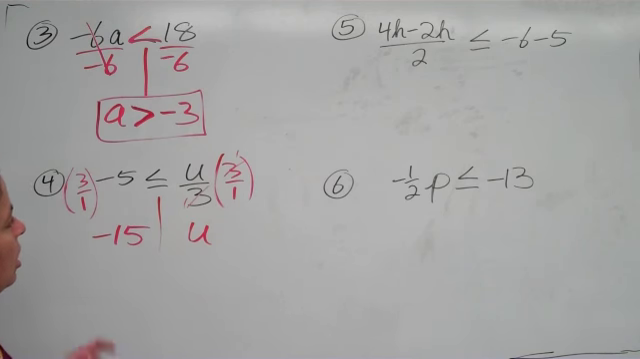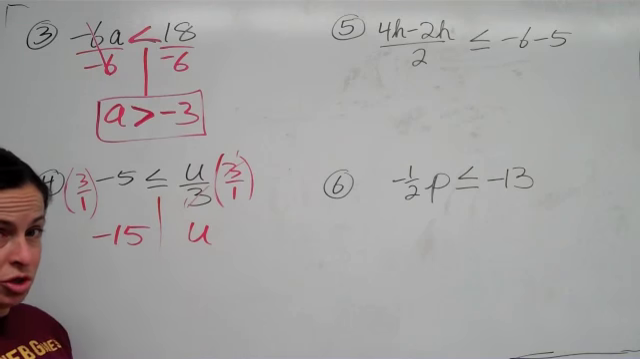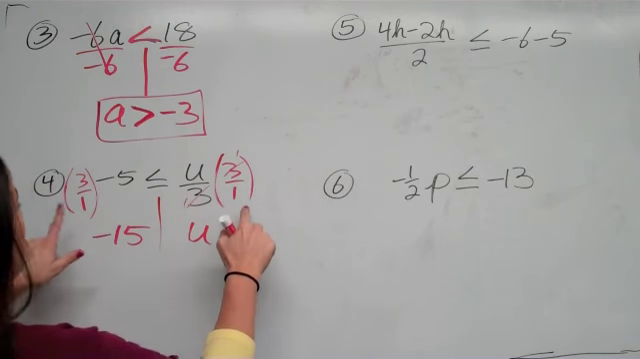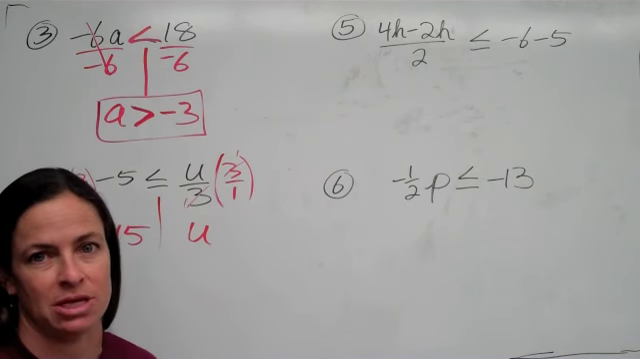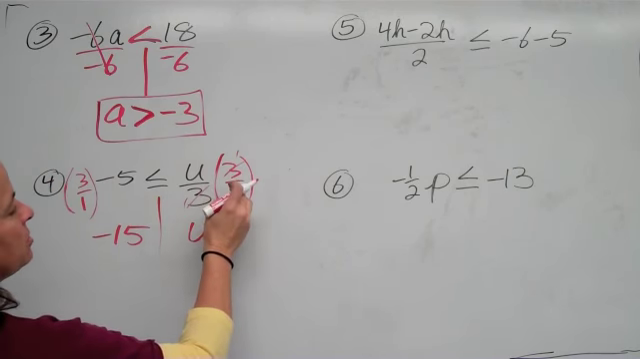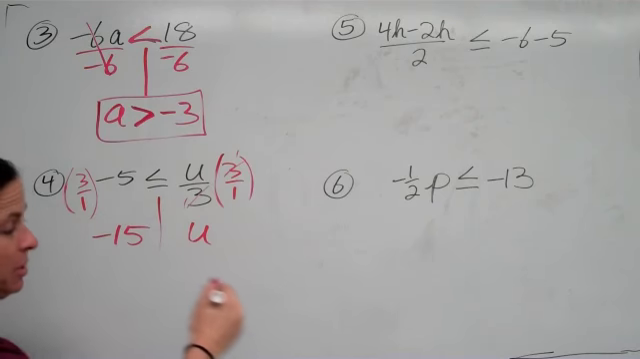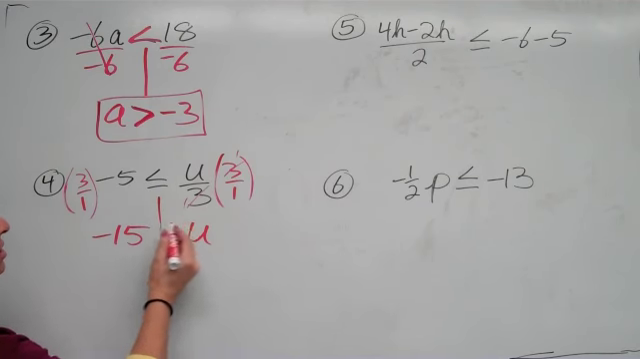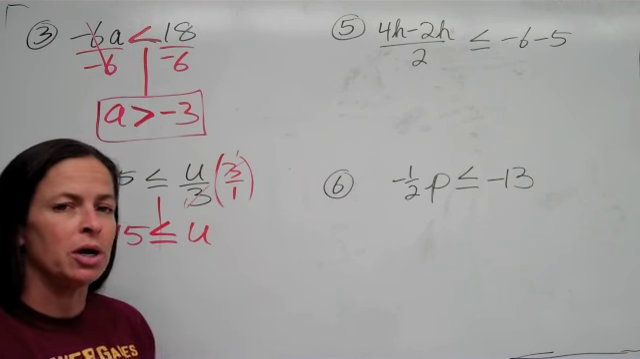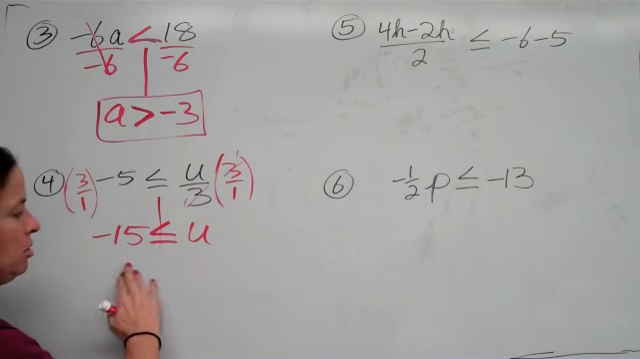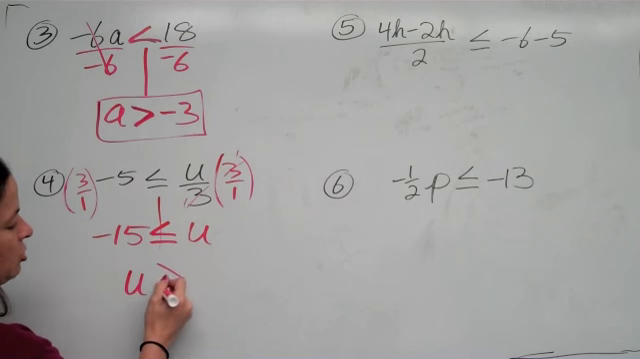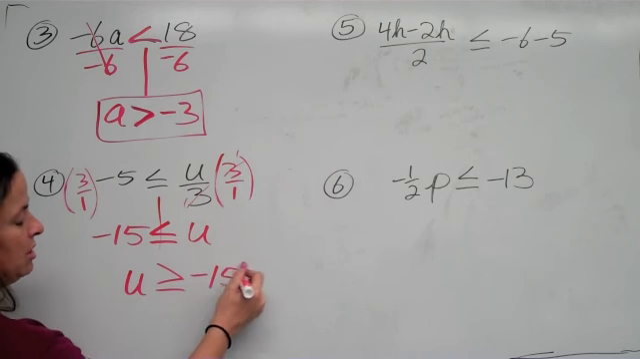Now, I do have a negative in this problem, so do I change the direction? No. Why? Because I didn't multiply both sides by a negative, I just have a negative in the problem. So the rule is, if I multiplied both sides by a negative, then flip it. I did not. So -15 is less than or equal to u would be my answer. But remember, it's a lot easier to understand the values of the number if you put the u on the left. So u is actually greater than or equal to negative 15.